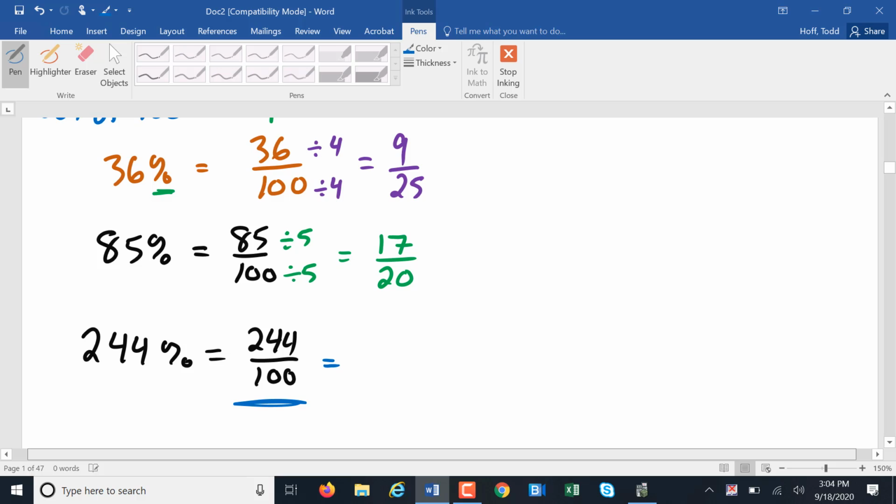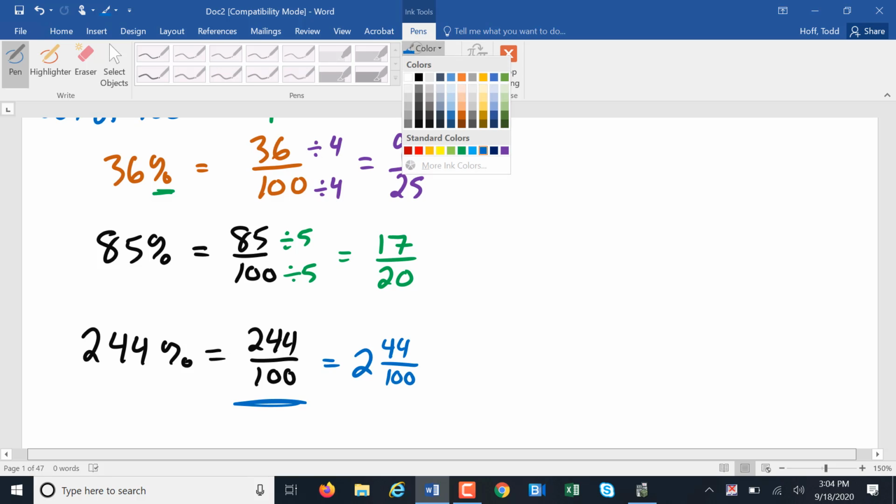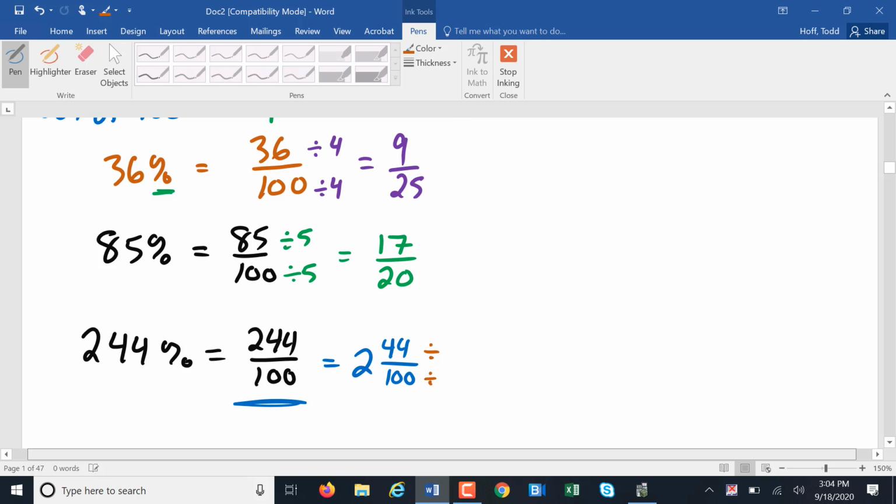How many times does 100 go into 244? Twice, with how much left over? 44. Can't ask for an easier conversion than that one. Now we can reduce the 44 and 100 by 4. Good. 44 divided by 4? 11/25. Good. And we got to remember the 2 there. So 244% is 2 and 11/25.